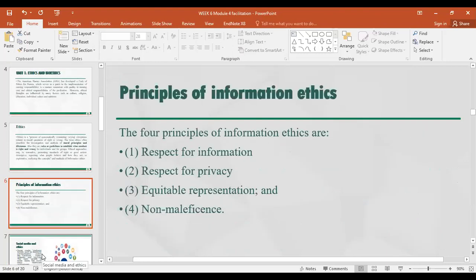What are the principles of information ethics? Please take note of these points. You will get a quiz on it before the end of the class. So we have principles of information ethics. The 4 principles are respect for information, respect for privacy, equitable representation, and non-maleficence.